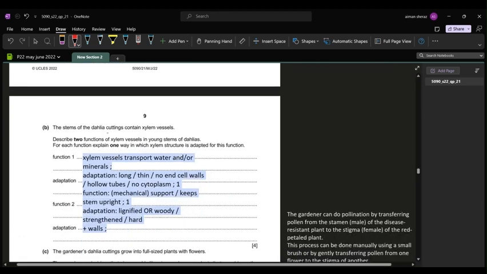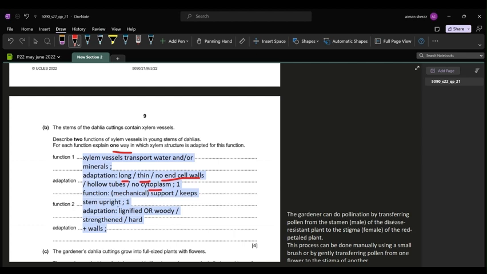Part B. The stems of the dahlia cuttings contain xylem vessels. Describe two functions of xylem vessels in young stems of dahlias. For each function, explain one way in which xylem structure is adapted for this function. So the first function you can write is that xylem vessels transport water and minerals, which is essential for the growth of young stems of dahlias. The adaptation for function one can be long, thin, no end cell walls, hollow tubes, and there is no cytoplasm. So there is maximum space for the transpirational pull and the water being moved up.